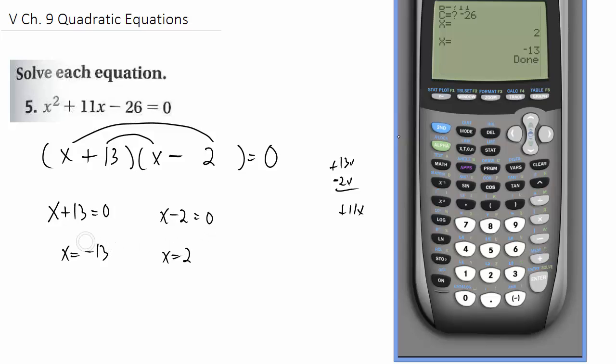But just remember that the negative 13 solution comes from the x plus 13 factor. The positive 2 solution comes from the x minus 2 factor. So the factor signs and the solution signs, you could say they're opposite, but it's because of the nature of how equations work.